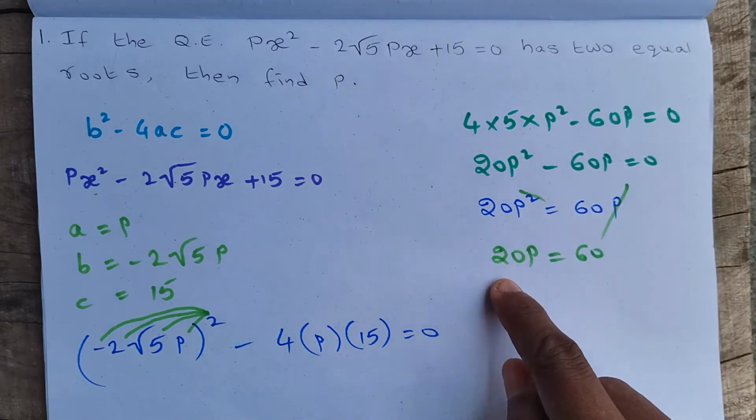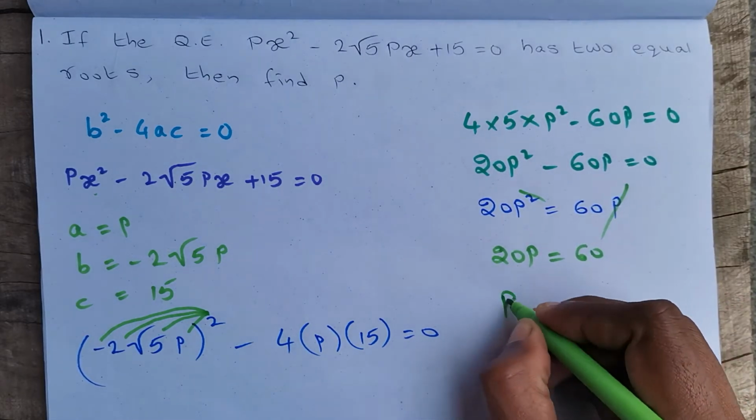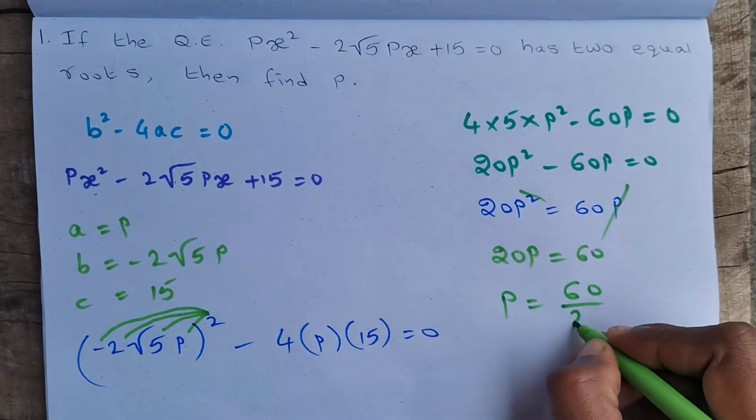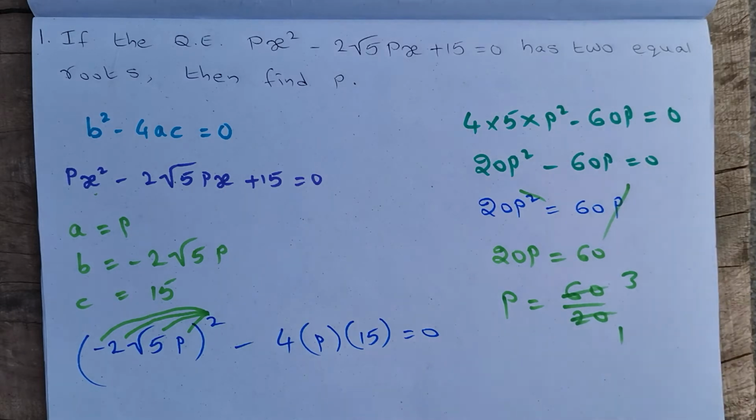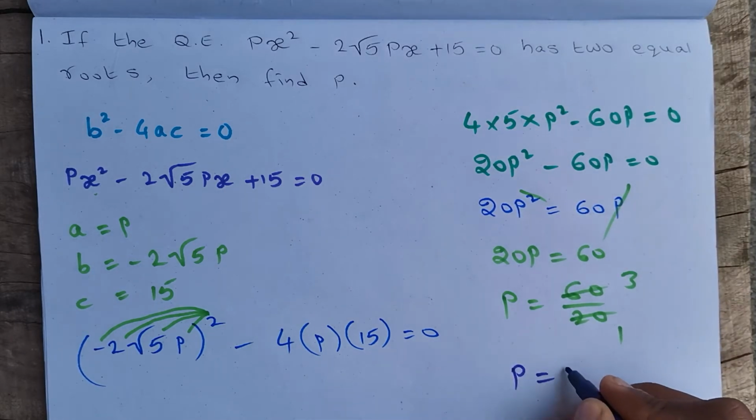We want p value, so I will take 20 to the right side. Then p is equals to 60 divided by 20. 20 ones are 20, 20 threes are 60. So the value of p is equals to 3.